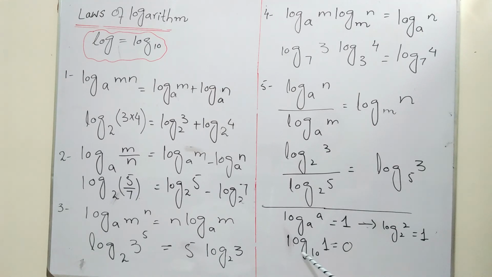Second one is log of 1 with base 10 is equal to 0, or simply log of 1 is equal to 0. Whenever log of 1 is written, the value will be equal to 0. And these are the laws which we will use in the next exercise to prove the different questions or different expressions.